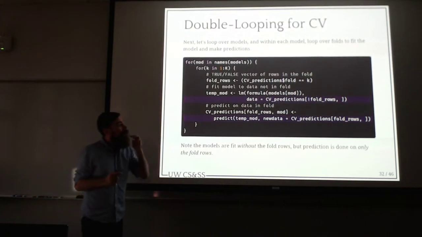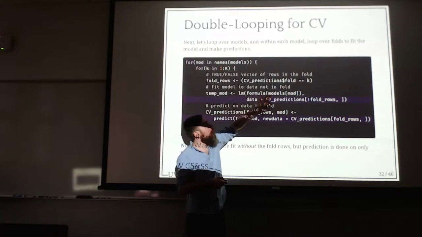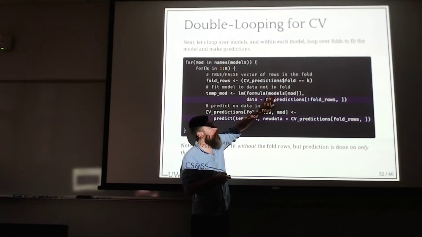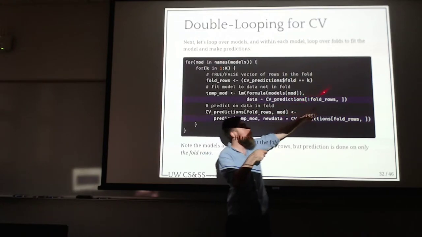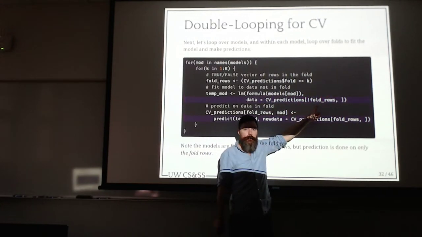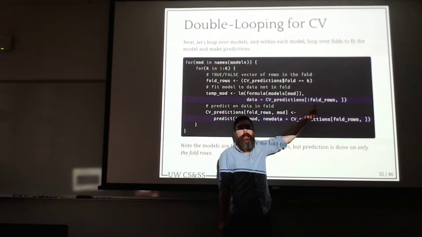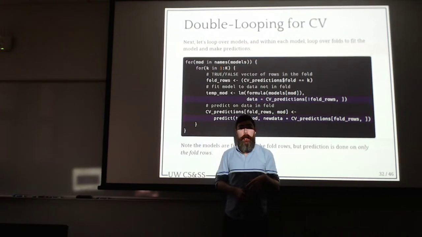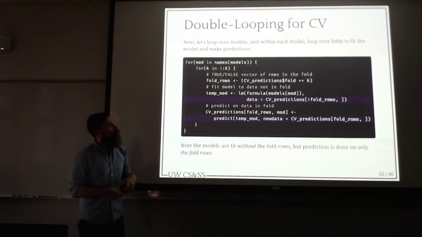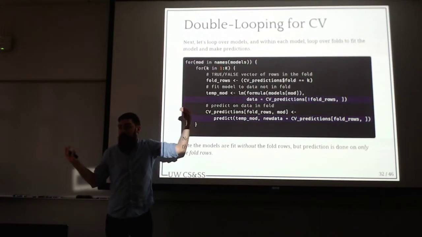Then I say, I want to fit a linear model using our original formula, models mod, so to begin with, it's our intercept-only model, but the data I'm going to use to fit it is CV predictions, the rows that are not in our fold rows. So that leaves out that 10% of observations that are in the particular fold. This is me leaving out the data that we're going to do predictions on. Then we have this model I'm going to call temporary model.